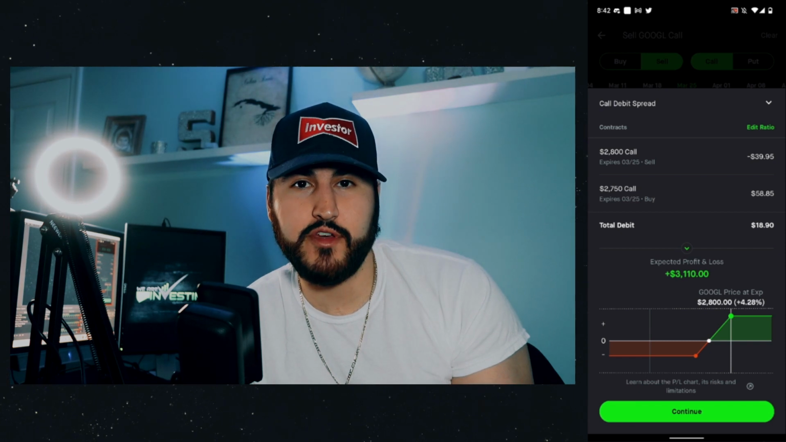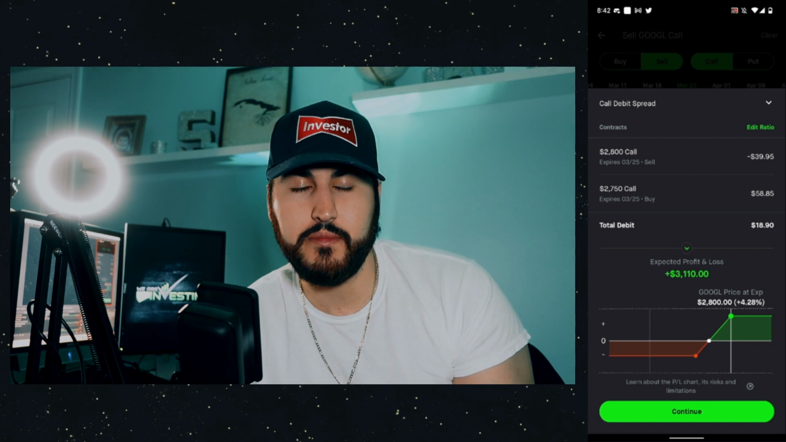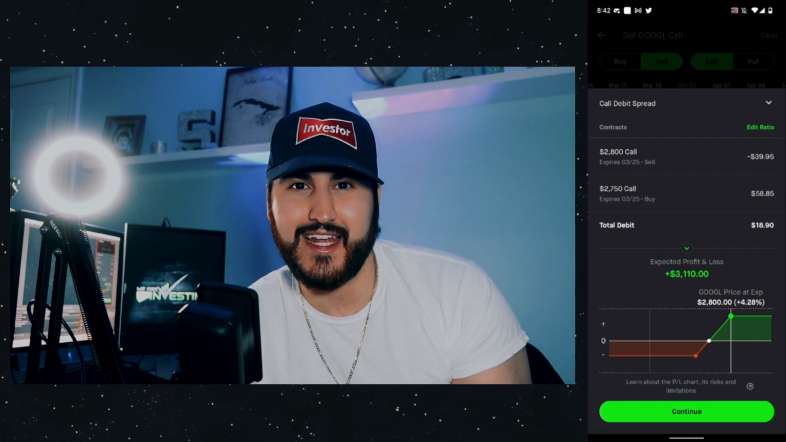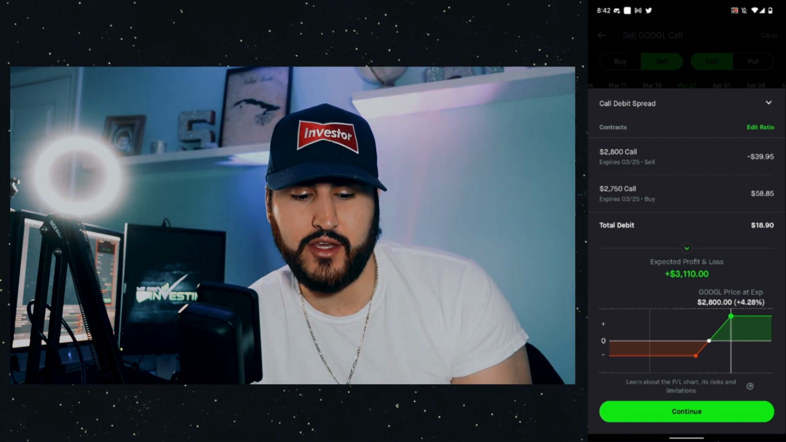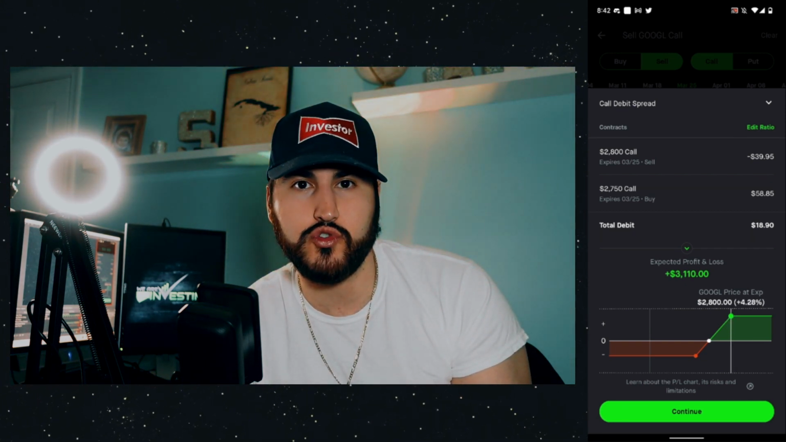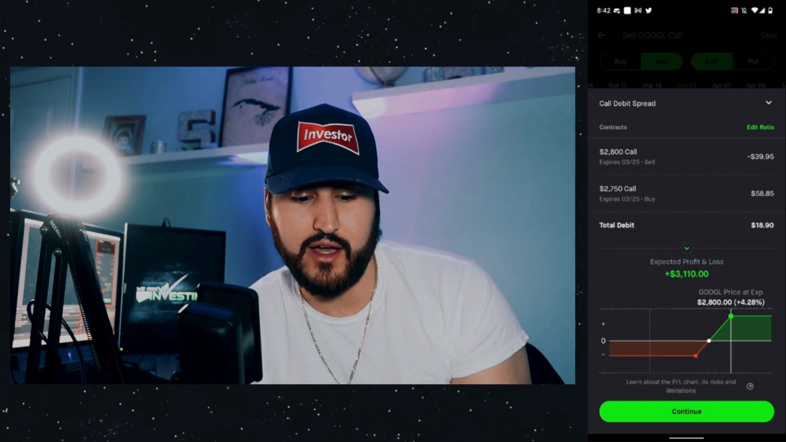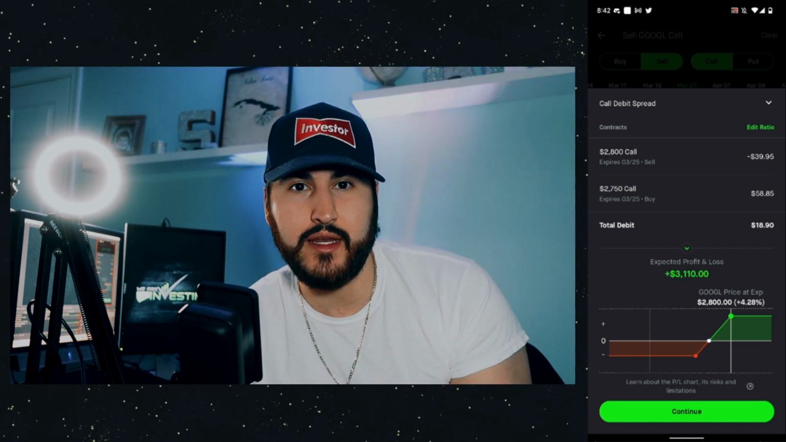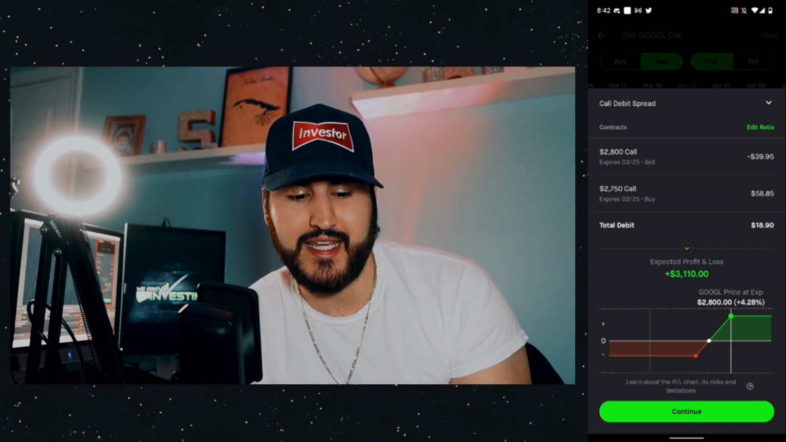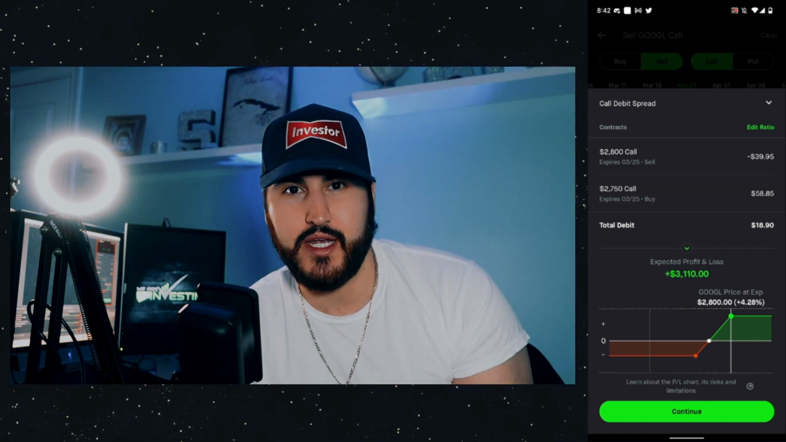Now, our max profit for this trade, if Google was to get to $2,800, would be $3,110. To calculate that, you can always look at this, but essentially, it's the difference between the two strike prices, so $50 times 100, so $5,000, minus the amount you paid, which is $1,890. That's where you're going to get the max amount of profit for this spread. That is essentially how you trade a call debit spread in Robinhood.